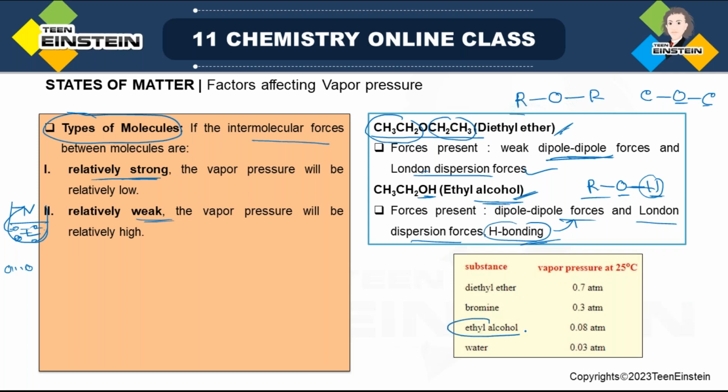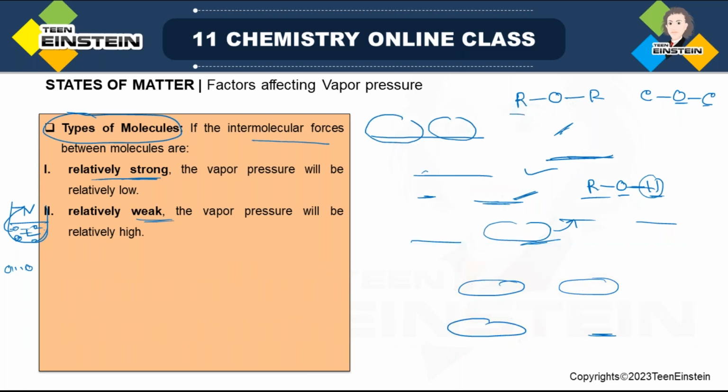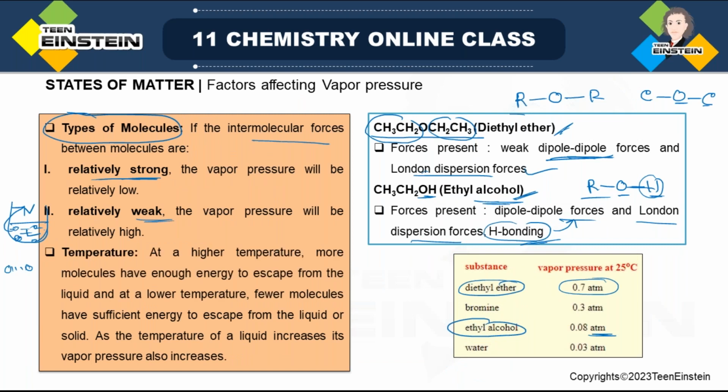So this is ethyl alcohol, vapor pressure low. This is diethyl ether, vapor pressure high. The next point is temperature. The first factor affecting vapor pressure is what type of intermolecular forces are present. The second thing is temperature. In the previous slide you have seen the plot of vapor pressure versus temperature, right? This is the plot I'm talking about.